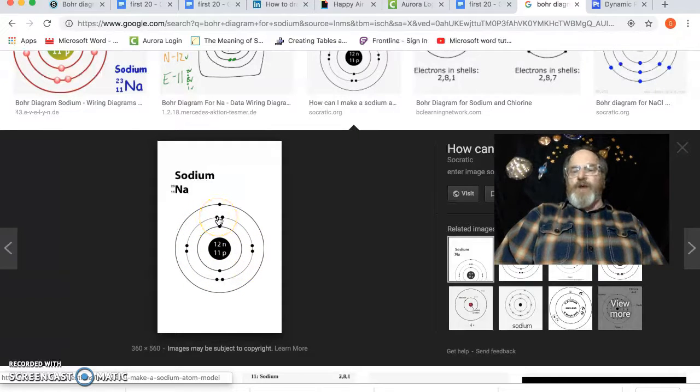The second shell can hold up to 8. So between the 2 and the 8, you've now got 10. So we need to put one more electron in the third shell. And you can start right up at 12 o'clock position right here. So again, this is the Bohr diagram for sodium. If you want to go ahead and pick that one as one of the ones you pick, feel free to do so.